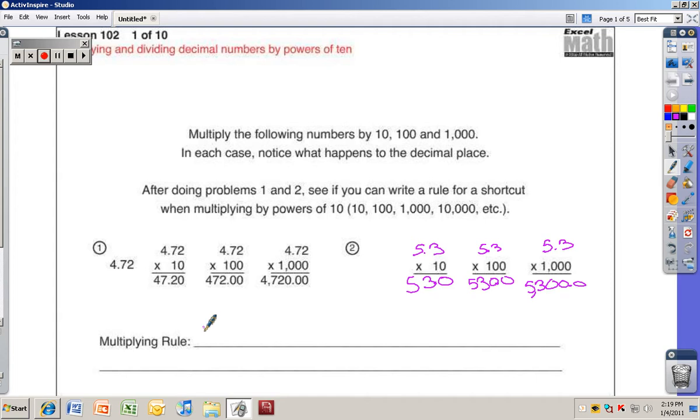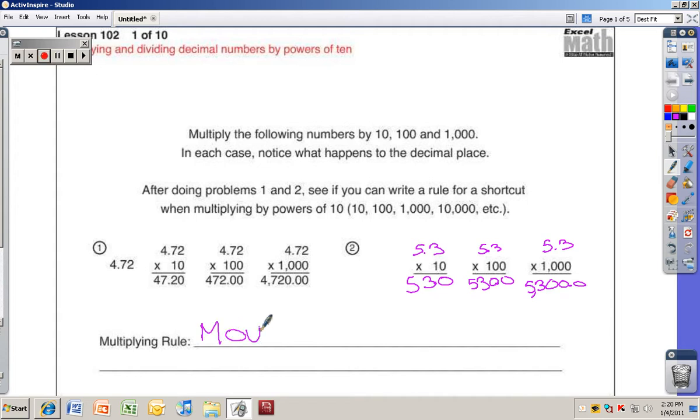Okay, what's happening to the decimal point? 5.3 times 10 is 53. 5.3 times 100, look where the decimal point is. 5.3 times 1,000, look what happened to the decimal point. The decimal point is moving. Okay, which direction is the decimal point moving? Right. So let's make that our rule. Move the decimal point to the right. Okay, how many spots are you moving it to the right?